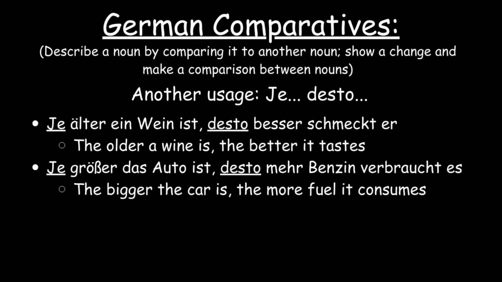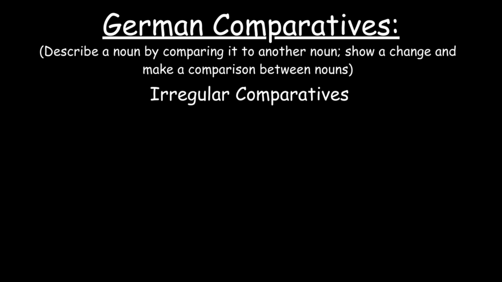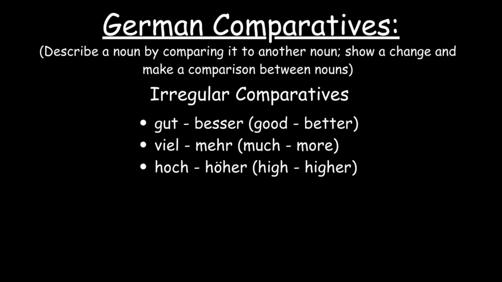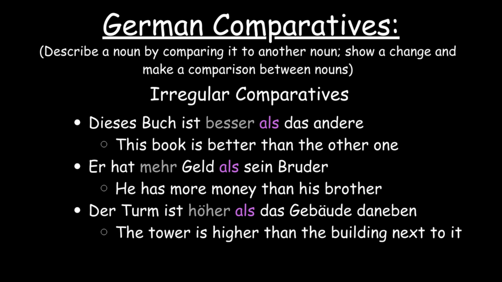Still, it's important to understand the irregular comparatives that German has. Such adjectives are similar to English, like gut, besser, viel, mehr, hoch, höher, while most have a completely different word or a removed letter. Some examples are: Dieses Buch ist besser als das andere. Hat mehr Geld als sein Bruder. Der Turm ist höher als das Gebäude daneben.